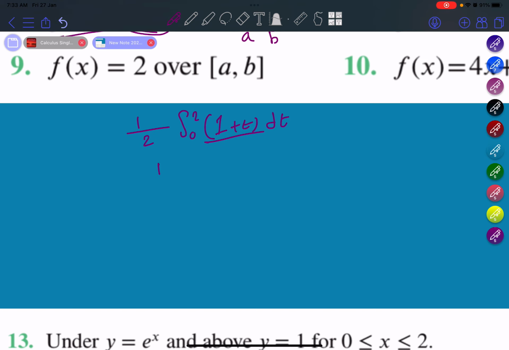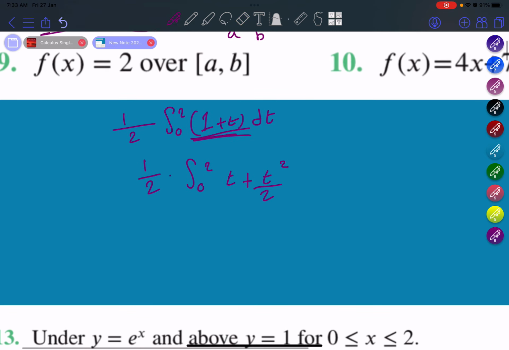So let's continue. So 1 over 2 times the integral from 0 to 2. Now let's integrate 1 plus t. 1 is a constant, so it becomes t, and t is power 1, so we will say t to the power 1 plus 1, which becomes 2, and then we have 2 now, so we'll divide by 2.